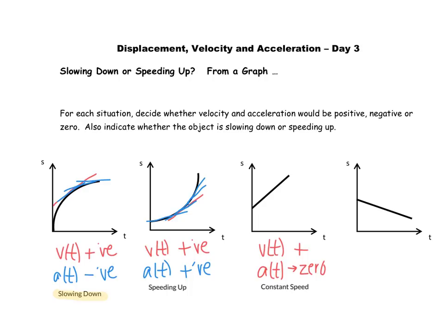Our last one here, we have our velocity being negative, so think of the slope of the tangent line. Our acceleration for this one again is also 0, so we are also maintaining a constant speed for this one as well.